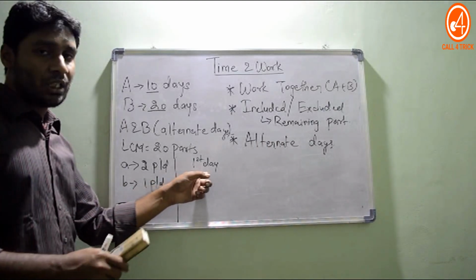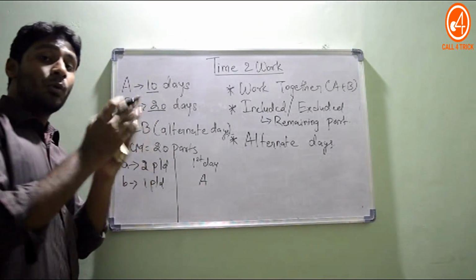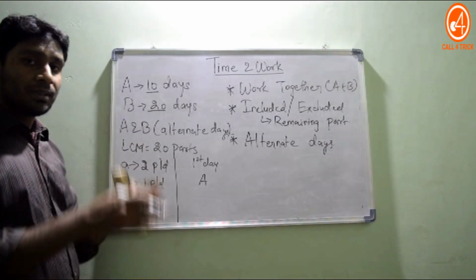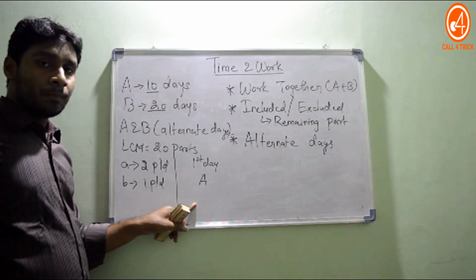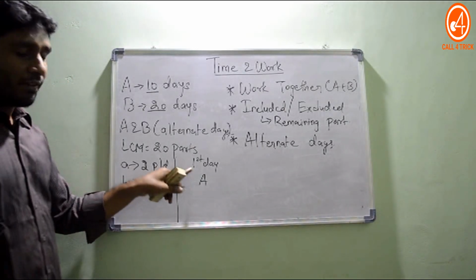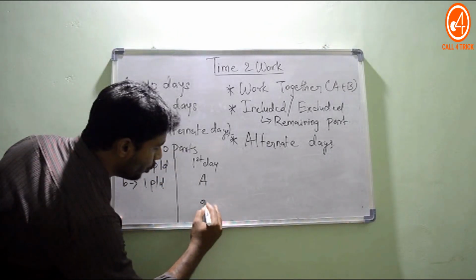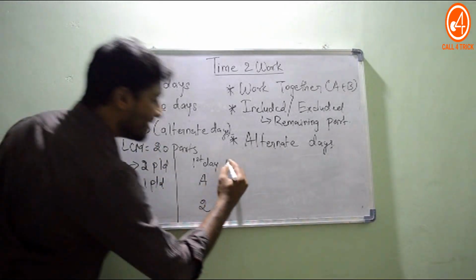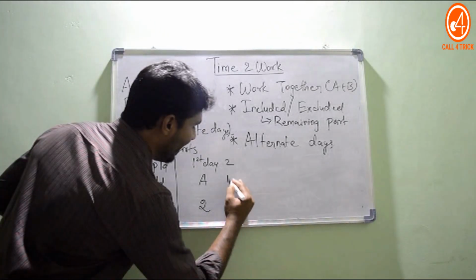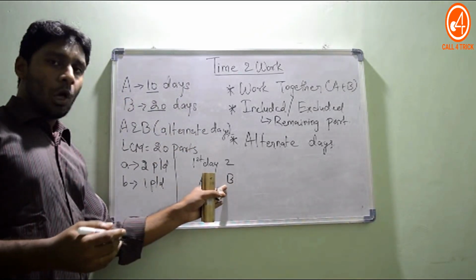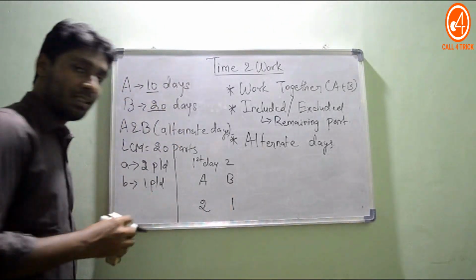So on the first day, who will actually work? I can take A as working. On the first day, A alone will work. B won't work actually. B doesn't come on the first day. At the end of the first day, how much has been completed? If A works alone, he can do only 2 parts in one day, right? Got it? On the second day, who will work? B. If B is working alone, how many parts can he complete? 1 part. That's it.